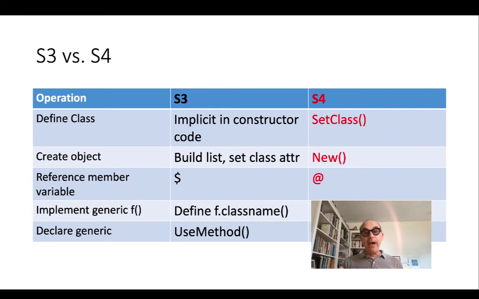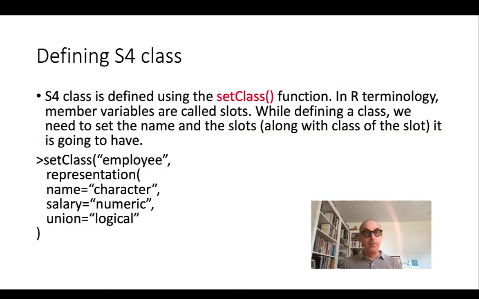Implement generic F is define the F class. In comparison, S4 is set a method. Declare generic is use method, and in S4 is use generic. So an S4 class is defined using the set class function. In our terminology, the member variables are called slots.